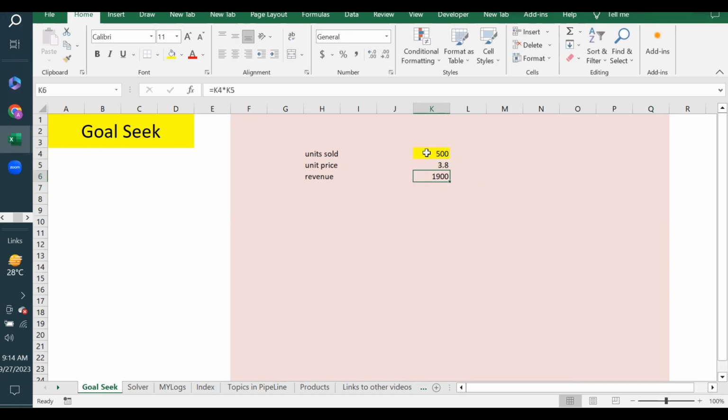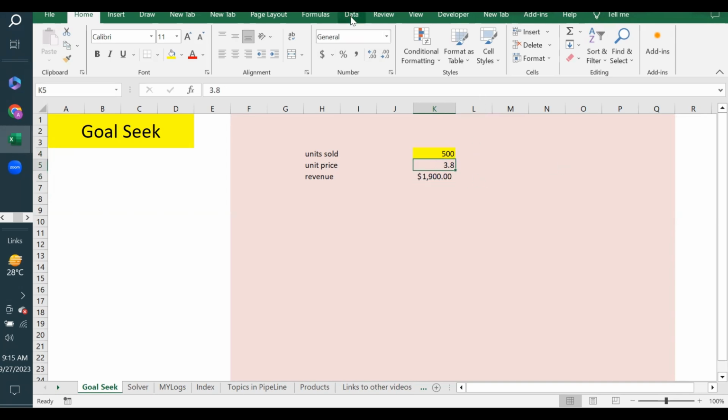Now the simplest example of Goal Seek is that you want to achieve a revenue of $3,000. And how many units shall I sell while keeping this unit price fixed? So what would you do?